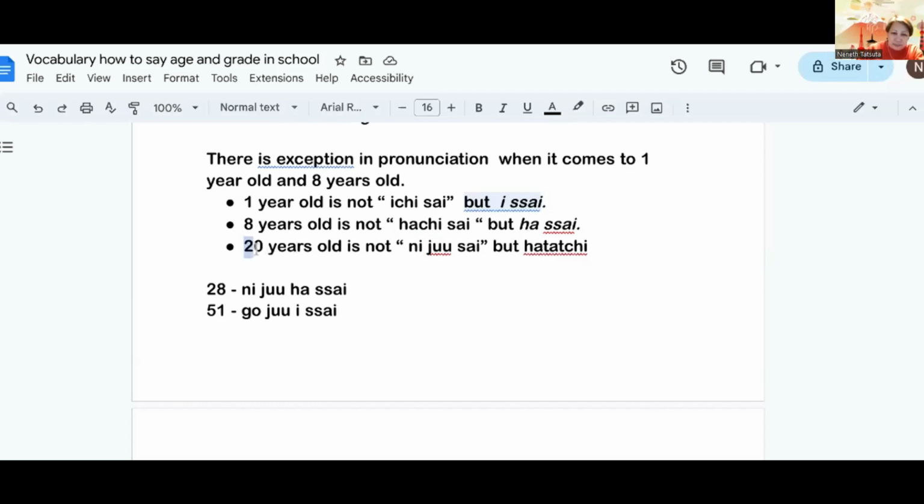And then the 20. 20 years old is supposed to be niju sai, niju plus sai. But we do not often use niju sai. We say hatachi. First person or second person, we use hatachi. Watashi wa hatachi desu. Anata wa hatachi desu. It's the same. Not nijusai, but hatachi.